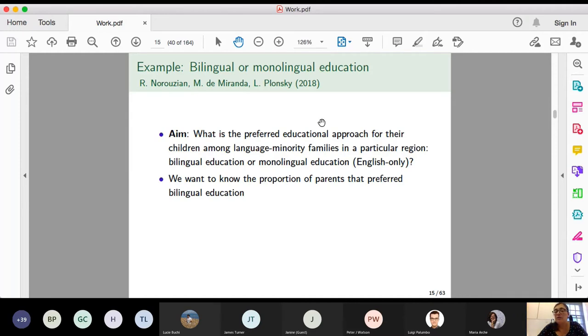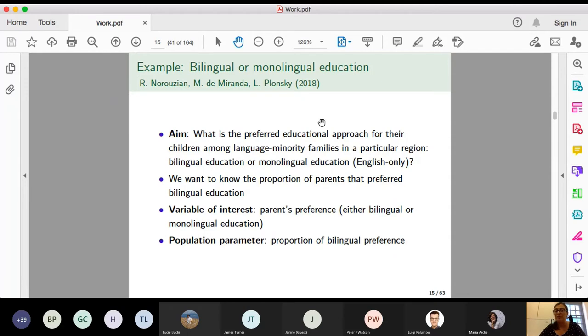So the aim of this research is to know what is the preferred approach for the education for these parents, bilingual or monolingual. To answer this question, we would like to know what is the proportion of parents that prefer the bilingual education or, if you prefer, the monolingual. If you know one of these, you know the other, because there are only two possibilities here in this study. Are they bilingual or monolingual?